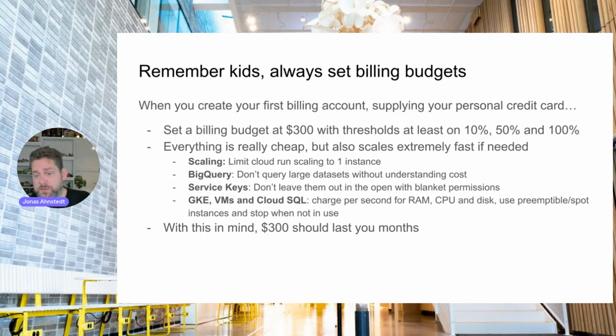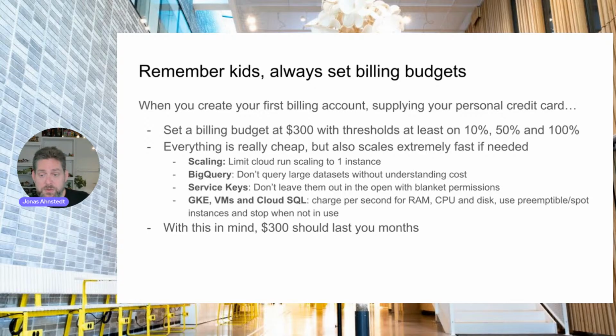The first thing you need to do is set your billing budgets. It's really cheap in GCP, but it does scale extremely fast if needed. So you need to set your scaling limits. And be careful about sharing service keys or running big queries in BigQuery, that sort of thing, because it does scale and it does cost. This is usually where people mess up.